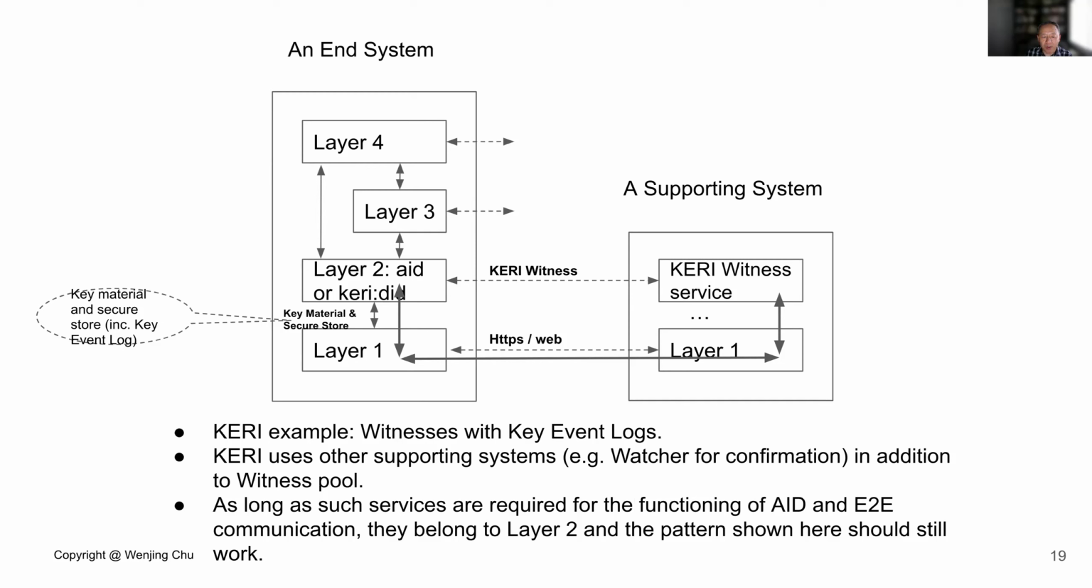These belong to layer 2, as long as such a service requires the functioning of the AID, the authenticity of the AID, and the base layer end-to-end communication. So the layer 2 functionality, if you compare the two, is actually quite similar. The precise nature of the protocol may be different, but the pattern looks very much the same, and the functionality we want to achieve looks very similar in the general sense.